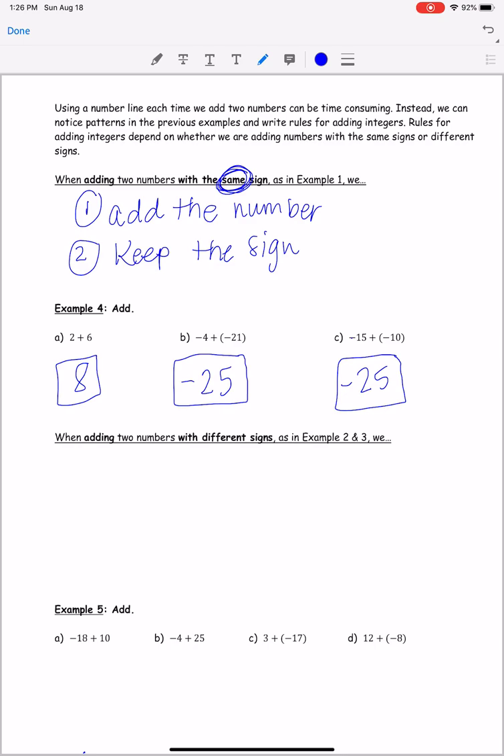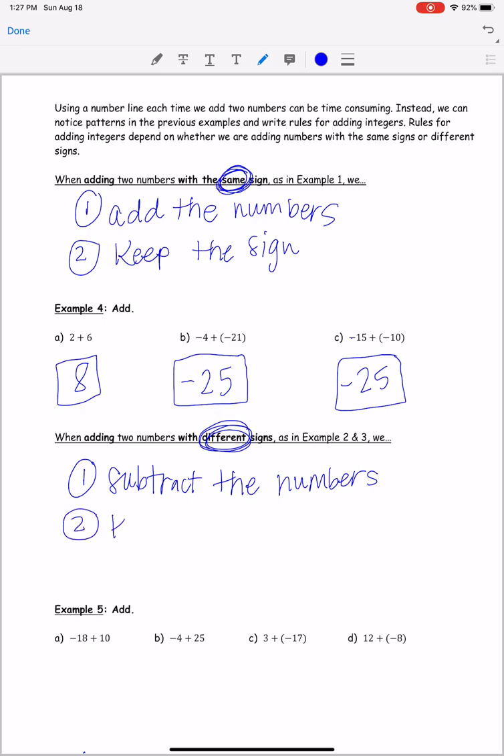So what happens when they are different signs? And it says that this is the same as example 2 and 3. When they are different signs, you are first going to subtract those two numbers. Even though we are adding, it does not matter. Subtract those two numbers. And then you are going to keep the sign of the bigger number.